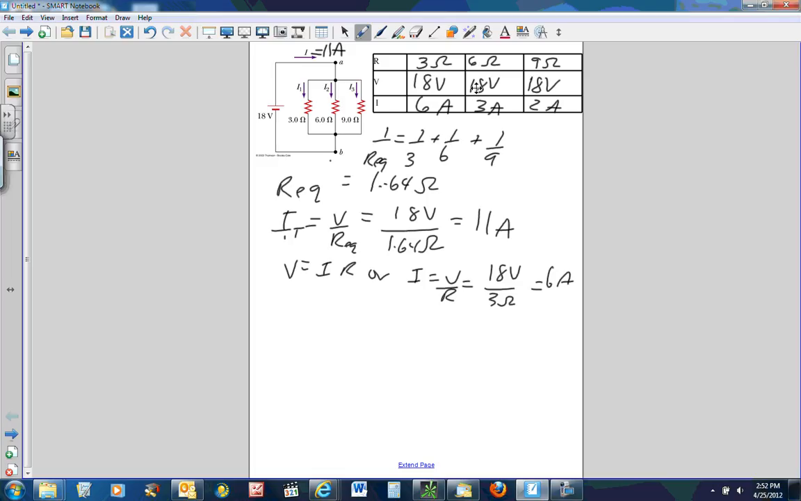Now this is interesting. 6, 7, 8, 9, 10, 11. Add these together and you get the original total current. And that makes sense, right? I would go through each of these, and when it comes out the other side, I would have 11 amps. So that's how you do a simple parallel circuit.